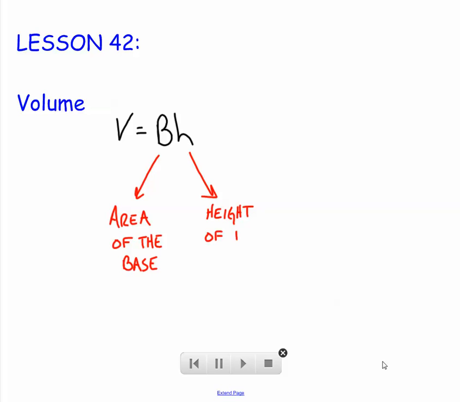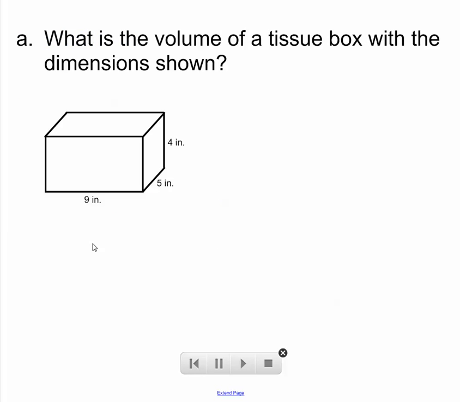And H is the height of the prism. So if you set it on its base, how tall is it? Okay. All right. So let's figure out the volume of this rectangular prism. What is the volume of a tissue box with the dimensions shown?